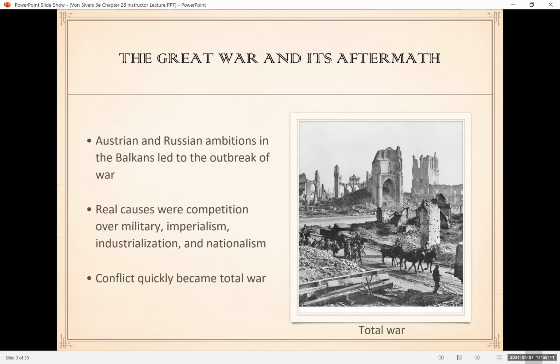And so many people from throughout the British Empire came to fight. There was something like 1.3 million Indians came to fight. Australians, New Zealanders, Canadians, all through the British Empire, people came to fight. And there were other colonies that sent fighters as well for France, for Germany, etc. So it was very much a worldwide war.